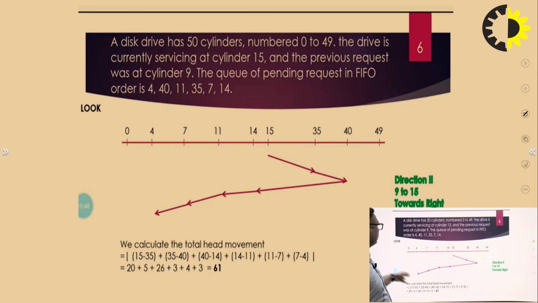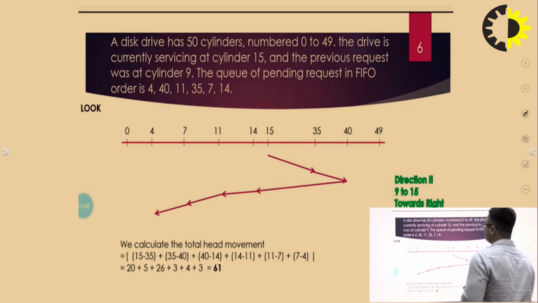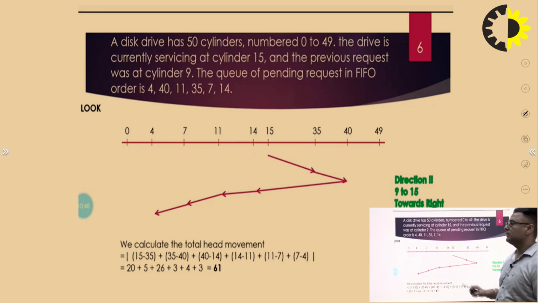In the look condition, you solve this problem through look. What is the question asking here first? A disk drive has 50 cylinders, numbered 0 to 49. The drive is currently servicing cylinder 15 and the previous request was at cylinder 9. The queue of pending requests in FIFO order is 4, 40, 11, 35, 7, 15.